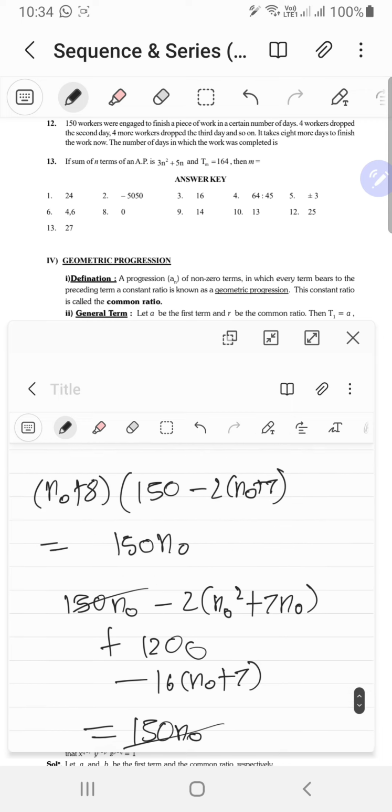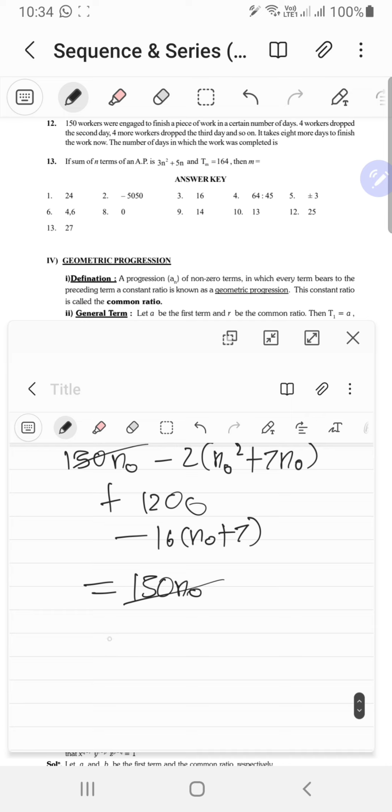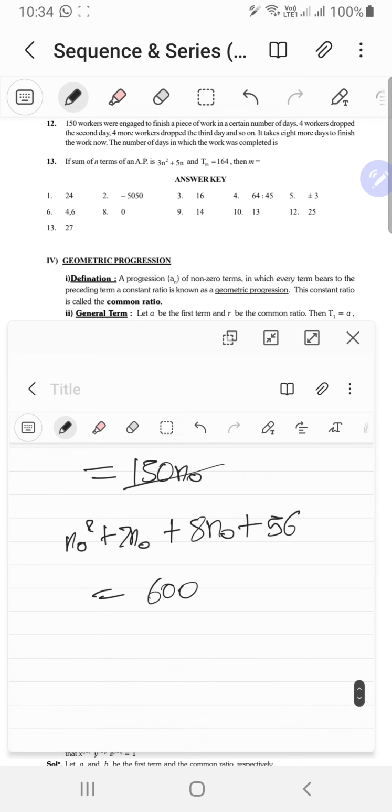Cool. Did I do this correctly? I think I did. Okay, so that just goes over divide by 2 first of all, and that will be n naught squared plus 7 n naught plus 8 n naught plus 8 times 7 is like 56, that is equal to 600. Cool. So n naught squared plus 15 n naught equal to 600 minus 56, right? Which is 544.